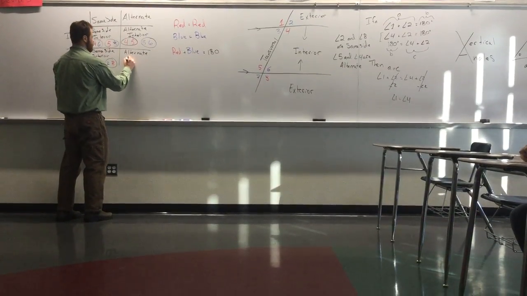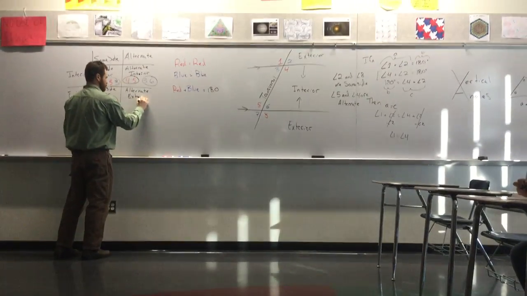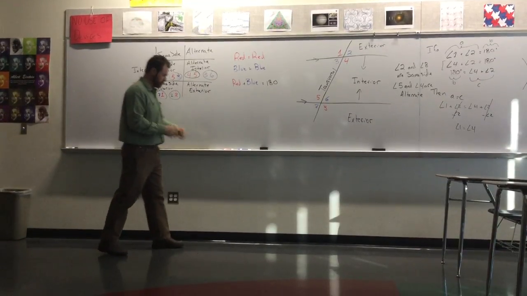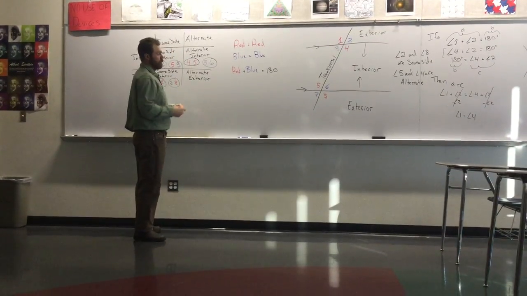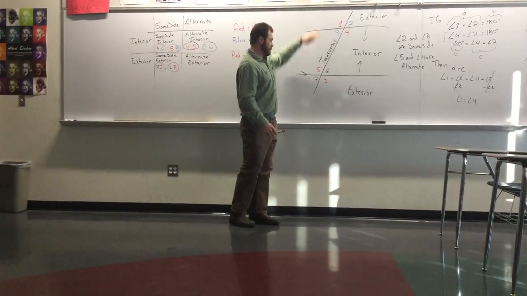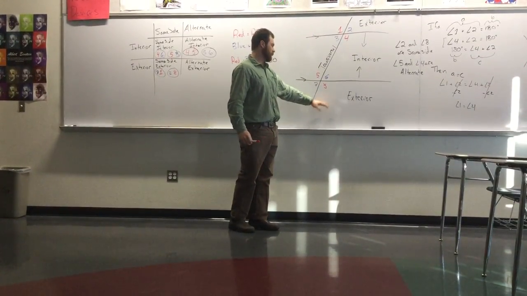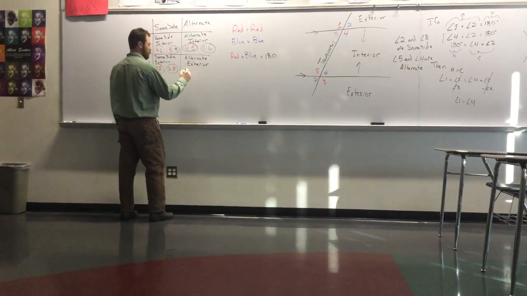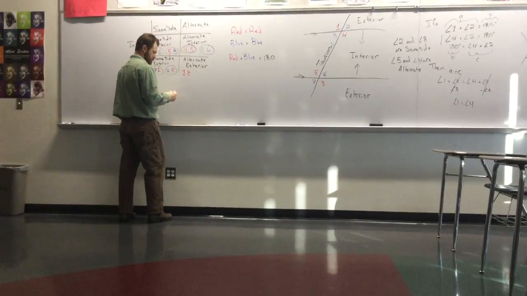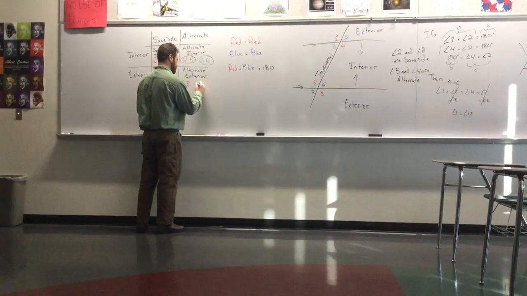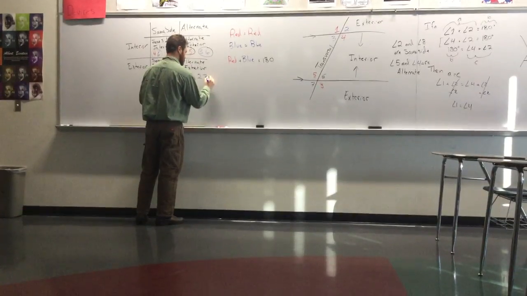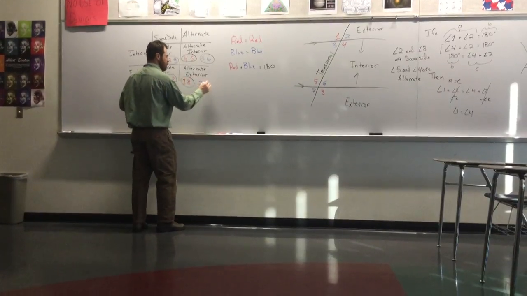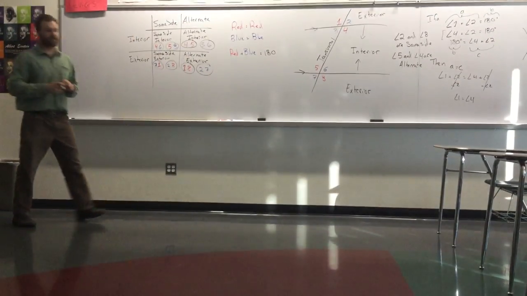So alternate exterior. What are those angles? 4 and 6. All right, we need to go outside. Exterior angles, right? They need to be on opposite sides. 7 and 2 and 1 and 8. So alternate exterior angles are also equal.